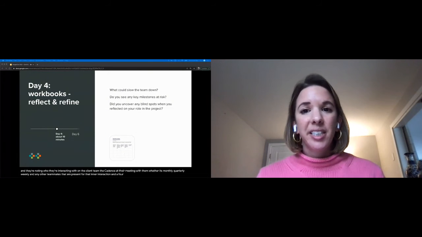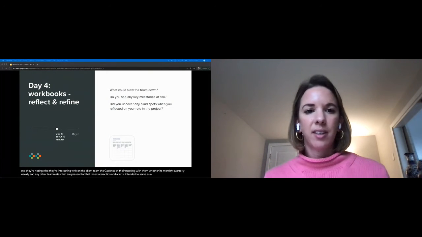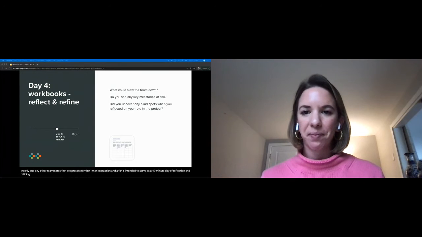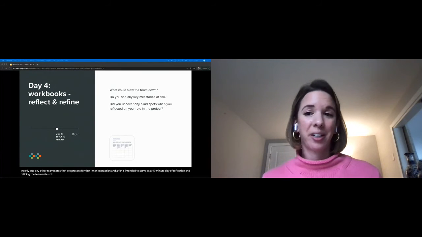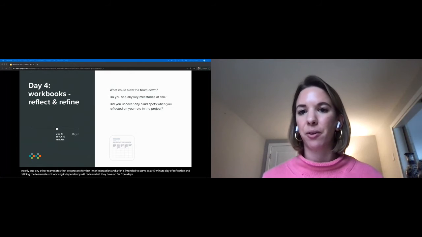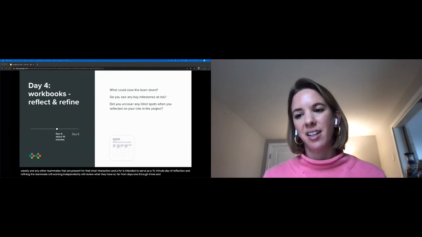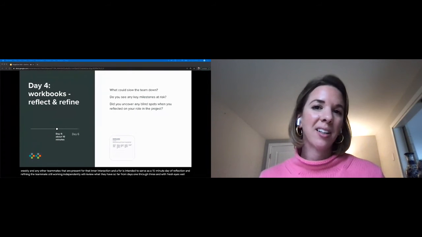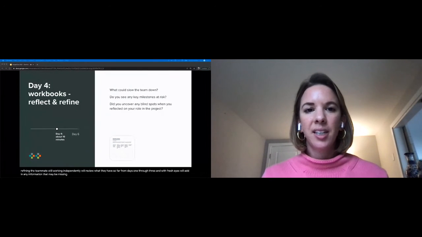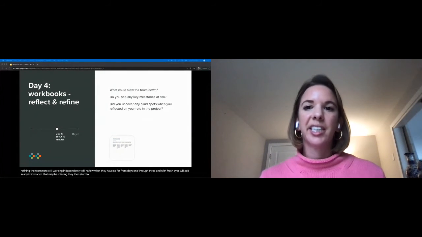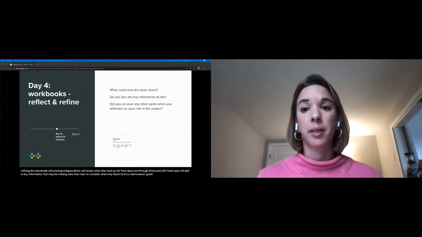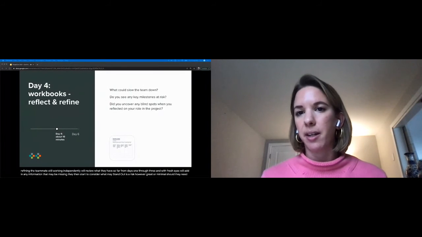And day 4 is intended to serve as a 10 or 15-minute day of reflection and refining. The teammate still working independently will review what they have so far from days 1 through 3, and with fresh eyes, will add in any information that may be missing. They then start to consider what may stand out as a risk, however great or minimal, should they need to be out of the office.